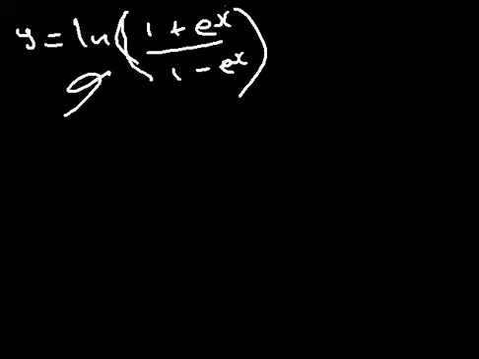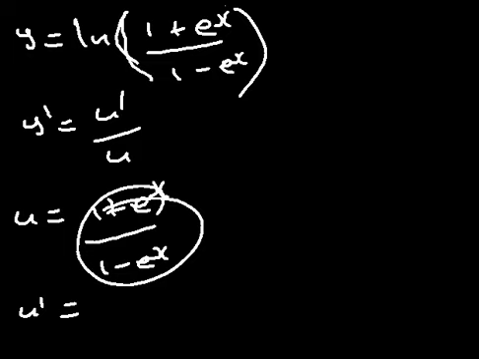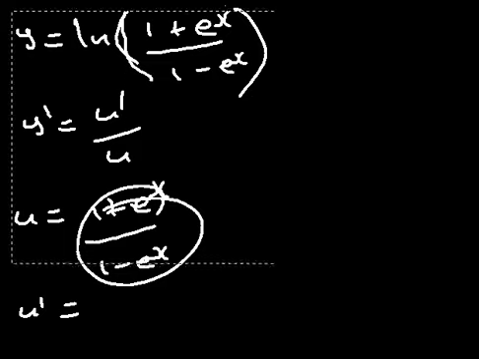We use the natural log function. Now according to the principle behind it, we have y prime equal to u prime over u. That is the way to go. So what is u? We have it as 1 plus e to the power x over 1 minus e to the power x. What is the derivative of that? We use the quotient rule. So try to have the quotient rule and try to solve that problem in that way.